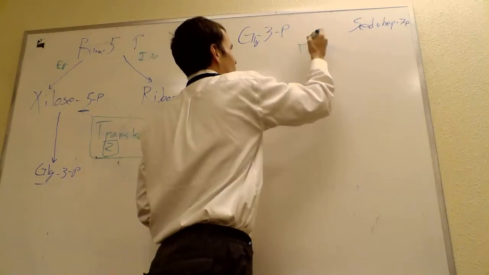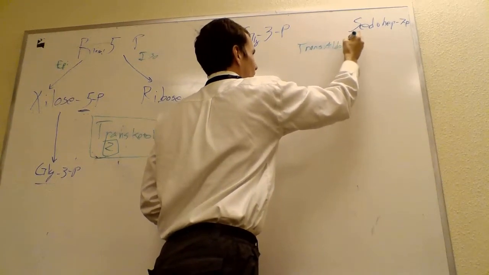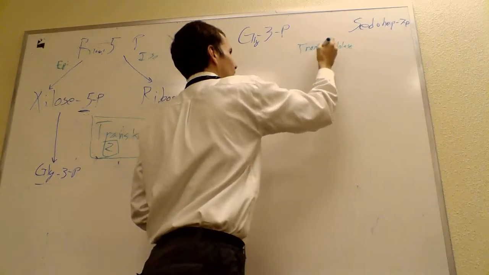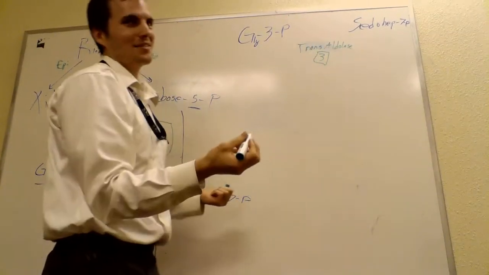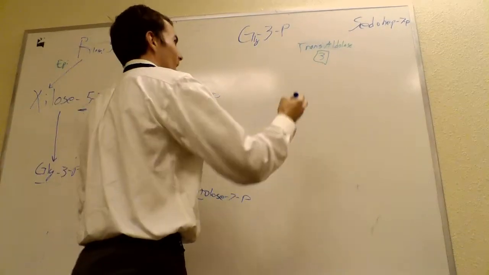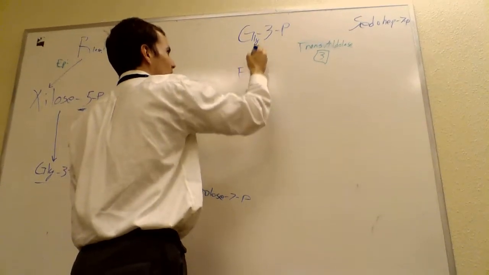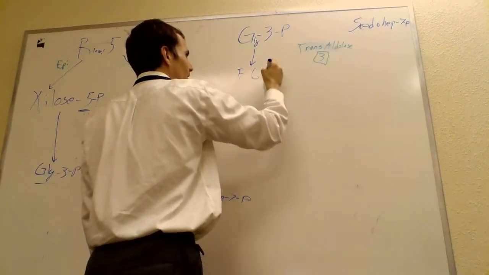All right, so transaldolase. Okay, transaldolase moves 3 carbons. We're in step 3. That's really nice. So we can math. So G3P becomes something with 6, which is fructose 6-phosphate.